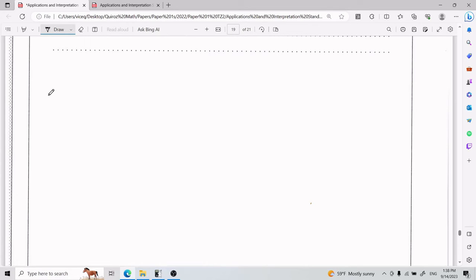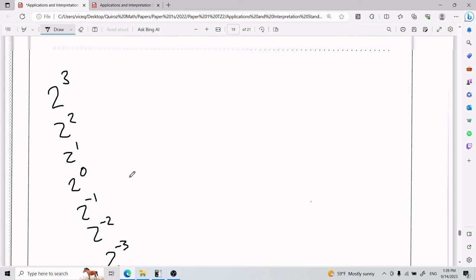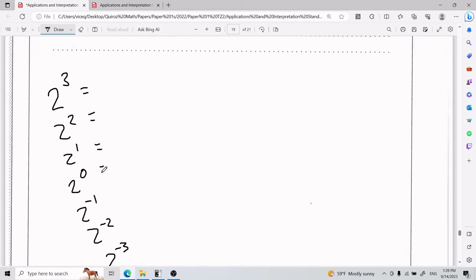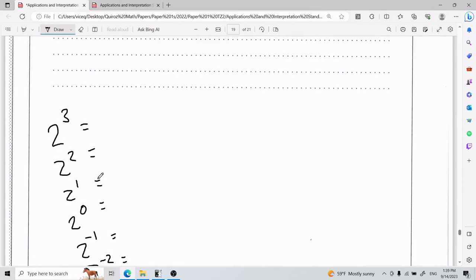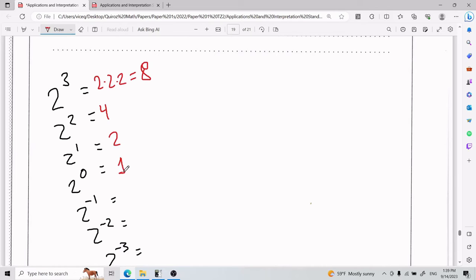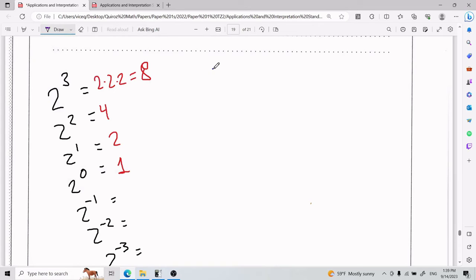So let's say I have 2 cubed, 2 squared, 2 to the power of 1, 2 to the power of 0, 2 to the power of negative 1, 2 to the power of negative 2, and 2 to the power of negative 3. And I ask you to find all of these. Now, maybe you don't know about the negative ones, or even the one to the power of 0, but you do know the ones up here. So 2 to the power of 3 is 2 times 2 times 2, which is going to give you 8. 2 to the power of 2 is 2 times 2, it's 4. 2 to the power of 1 is 2. 2 to the power of 0 is going to be 1. Some of you probably know by memory that anything to the power of 0 is 1, but maybe you don't know why.